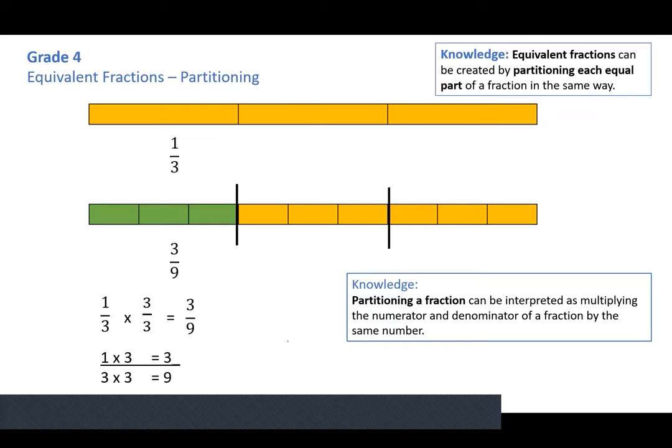And it says in the knowledge statement in grade 4, partitioning a fraction can be interpreted as multiplying the numerator and denominator of a fraction by the same number. So there's already that prior knowledge that I'm multiplying this numerator and denominator by the same number, and that's what we've got here. So it's kind of like the prelude to finding the common denominator.